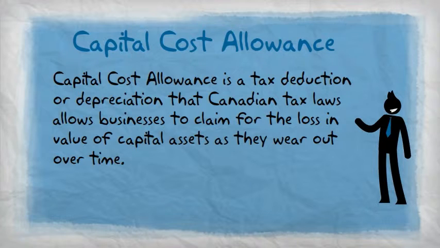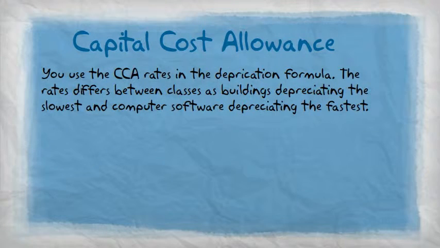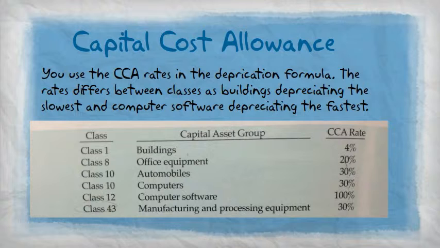Capital cost allowance is a tax deduction, or depreciation, that Canadian tax laws allow businesses to claim for the loss in value of capital assets as they wear out over time. You use the capital cost allowance rates in the description below. The rates differ between classes, as buildings depreciate the slowest and computer software depreciates the fastest.